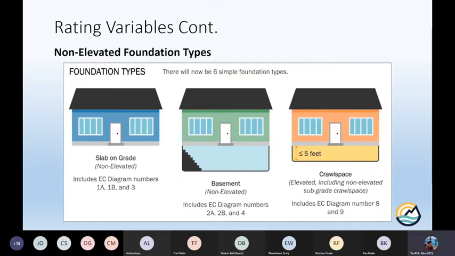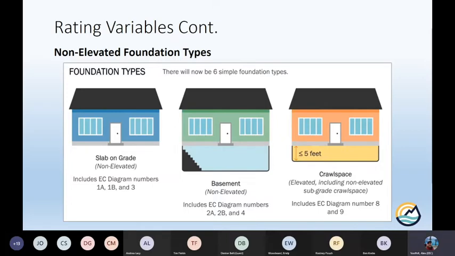Basement non-elevated, this is going to be building diagrams 2A, 2B, and number 4. These are going to be considered basement non-elevated foundations. Crawl spaces, anything less than 5 feet, including non-elevated below grade crawl spaces. So, areas below grade, they're going to be considered crawl spaces now, and that's diagram 8 and 9 on the elevation certificate.